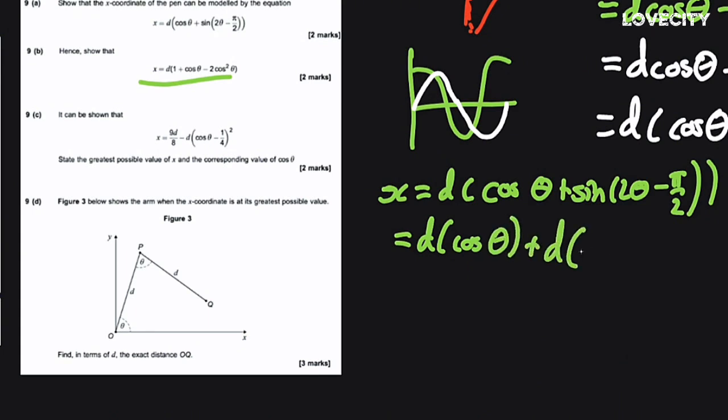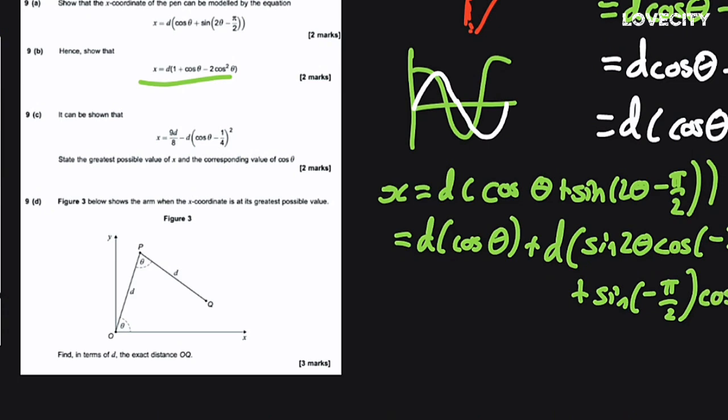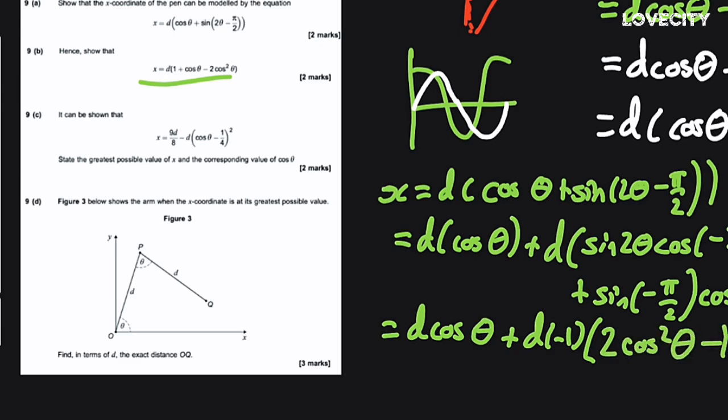plus d times, well, it's going to be sine 2 theta cos minus pi on 2 plus sine of minus pi on 2 cos of 2 theta. Now cos of pi on 2 is 0. So you get d cos theta plus d, this is going to be negative 1, and cos 2 theta. Now cos 2 theta, we need to turn that into cosines. So this is the same as 2 cos squared theta minus 1.